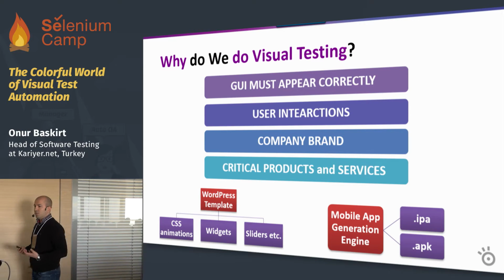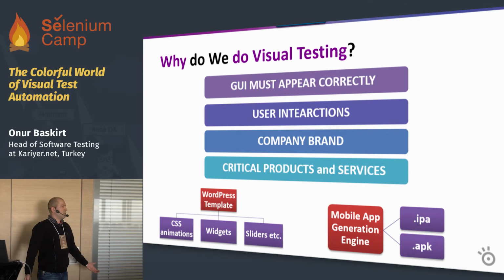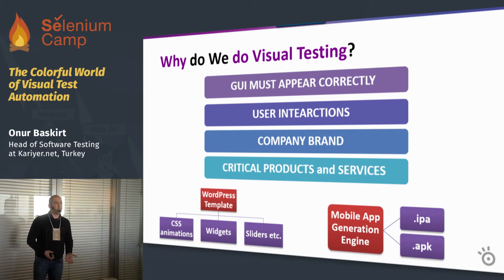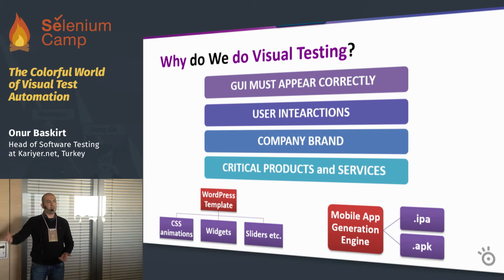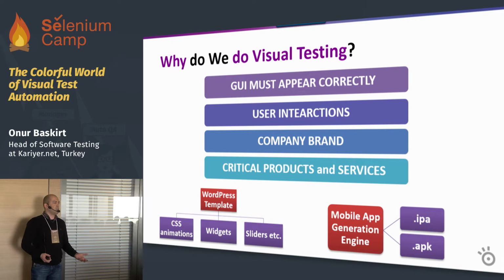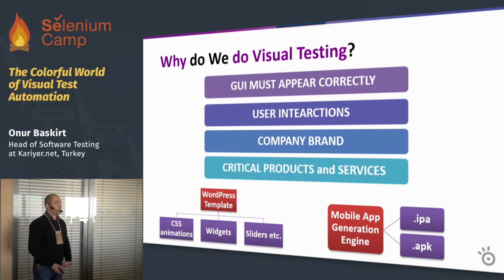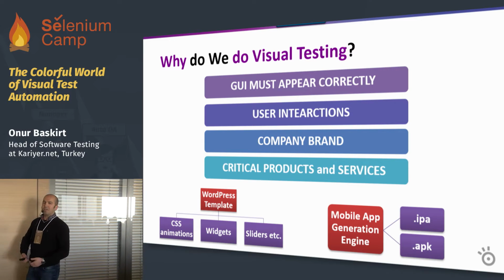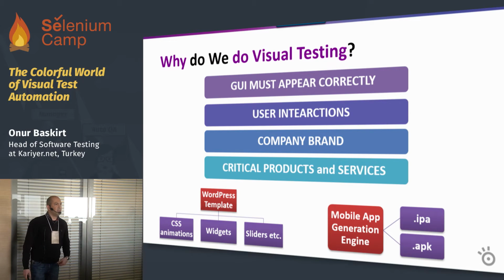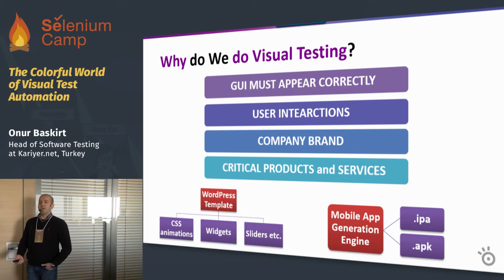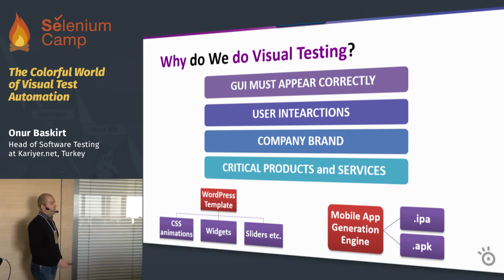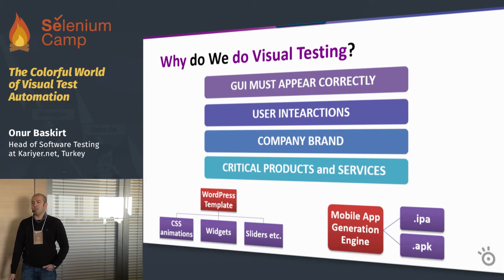So why do we do visual testing? First of all, and it's so clear, the graphical user interface must appear correctly to the end user. No element should overlap another one. If there's that kind of situation, it is so silly and embarrassing for your company. Some badly intentioned people take a screenshot and put it on social media, Facebook, Twitter, and other places. Then they may ridicule your company, your product, and so on. So it hurts your company brand very, very badly, in a very negative way.